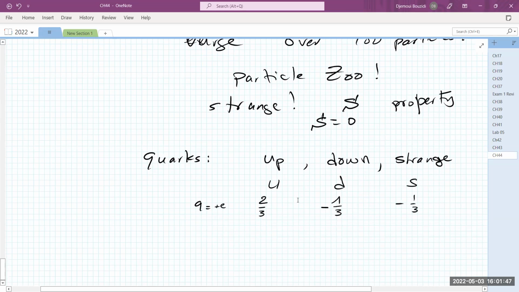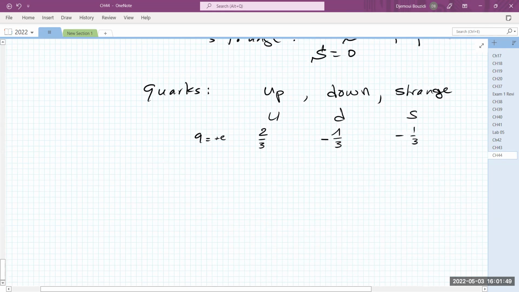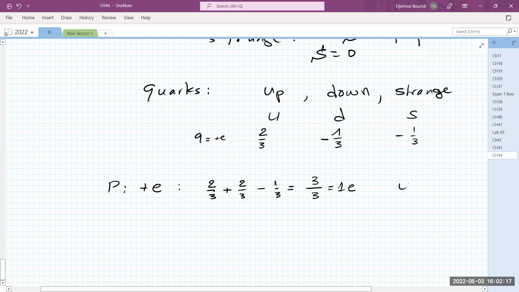Okay. So if I take the proton, it has a positive charge of E. Okay. So what I need from this is 2/3 of an E and another 2/3 of an E, and subtract from it 1/3 of an E. So that gives me 4 minus 1, so it's going to be 3/3. So it's going to be exactly an E as I want. So in this case, I need to have for the proton an up quark and an up quark and a down quark.